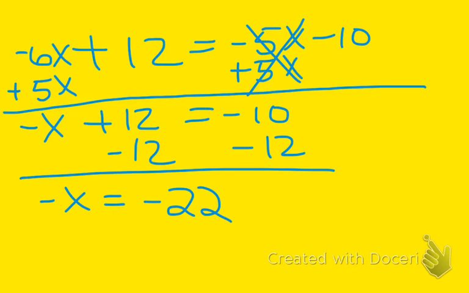Negative x equals negative 22. We don't want to know what negative x is. We want to know what positive x is. What do I do? You flip it. No. Hold on.